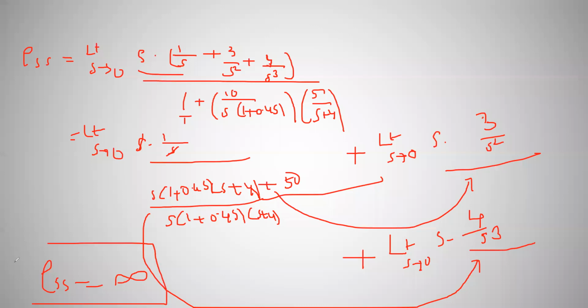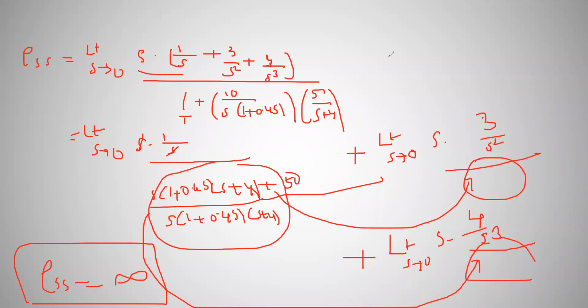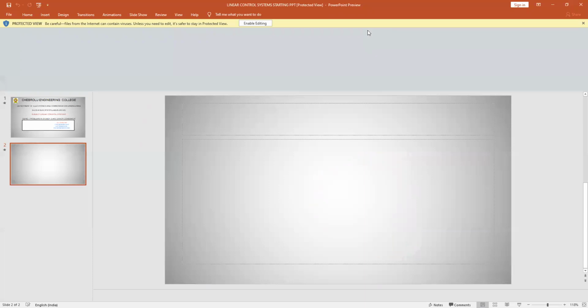Once try solving it and see. So substitute s value 0 in the first term, the second term and the third term. The three terms are 0. So the steady state error will be infinity.